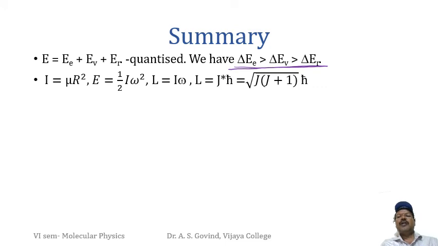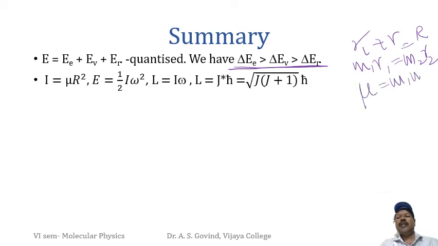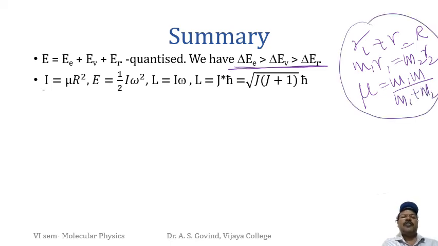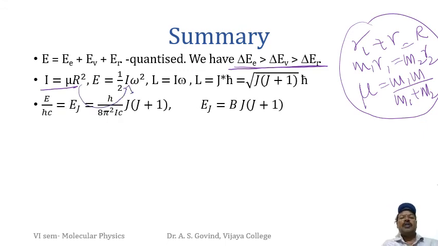So you have to remember r1 plus r2 equals r, and m1 r1 equals m2 r2, and mu equals m1 m2 by m1 plus m2. Using all this, you will get the expression for I. That has to be substituted here. So next, you are getting the expression for energy, substituting this J into that.